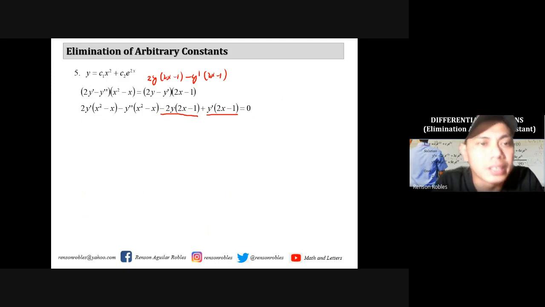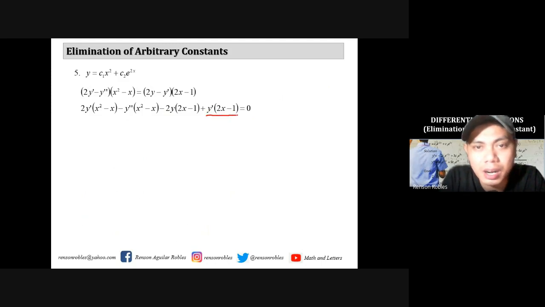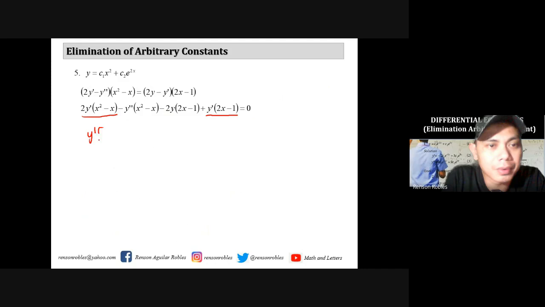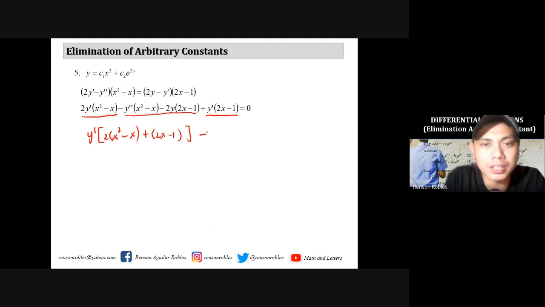Yeah. And then we can now combine these terms having y prime in them here and here. So you factor out y prime, okay? Then 2 times x squared minus x, and then here, plus 2x minus 1. And then you copy everything here. So minus y double prime times x squared minus x minus 2y times 2x minus 1 equals 0.